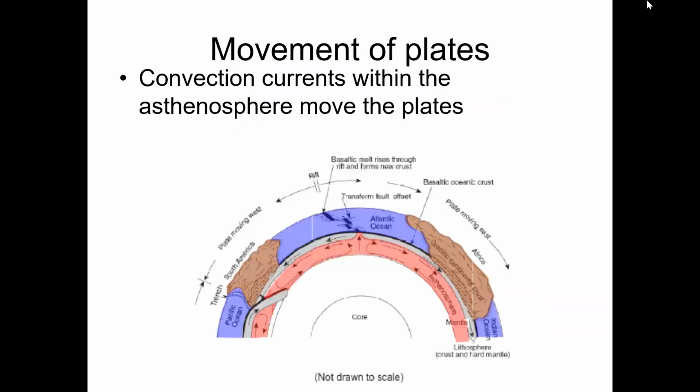So where were we? This goes at the very top of page 10 if you don't already have it. Convection currents within the asthenosphere move the plates. So just like the conveyor belt, the plates are going to move around the top because they basically are riding around on the conveyor belt.